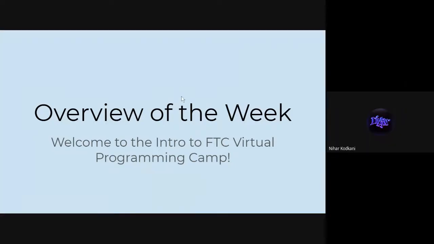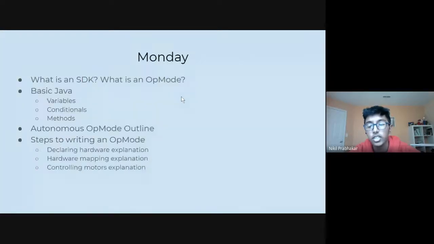Okay, that's good. So for the people who weren't here yesterday or just want a refresher, we talked about what an SDK is and what an op-mode is, and just basic Java things like variables, conditions, methods, and writing an autonomous op-mode outline. And we're going to go into more detail today and actually write an autonomous program and the steps of writing an op-mode.